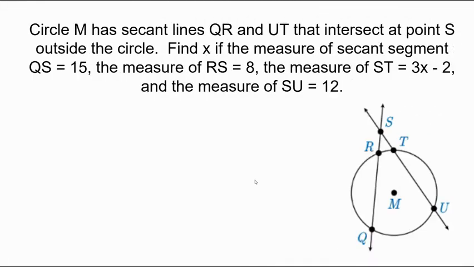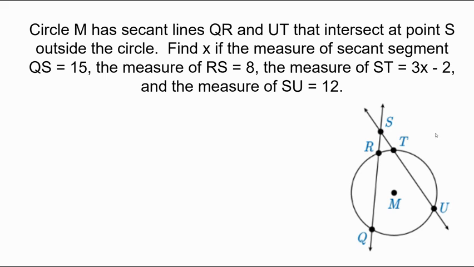Let's take a look at this problem with the picture that we're given. We're told circle M has secant lines. If you remember, secant lines are lines that touch a circle twice. We're told we have secant lines QR and UT that intersect at point S, and point S is outside of the circle. That's very important.